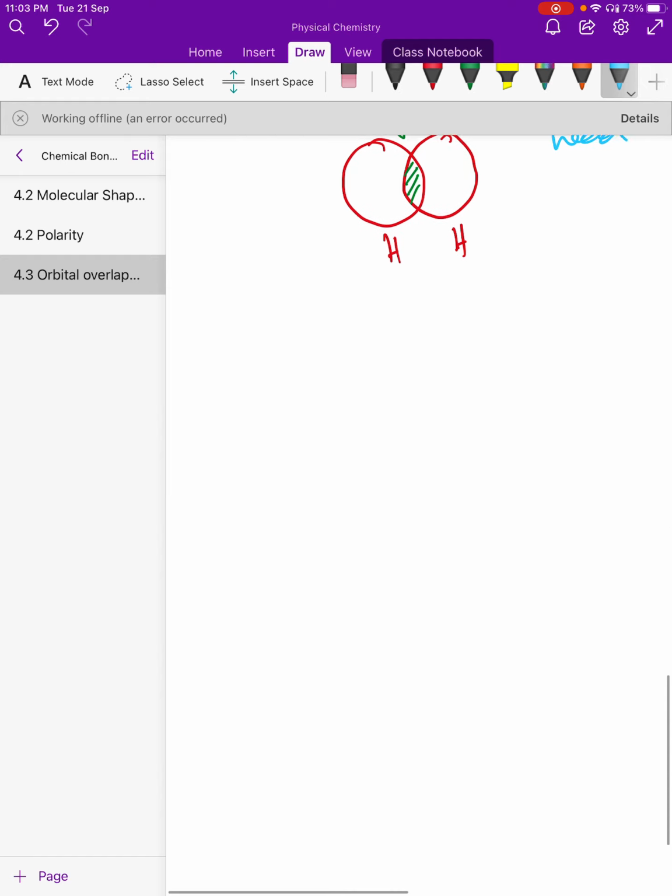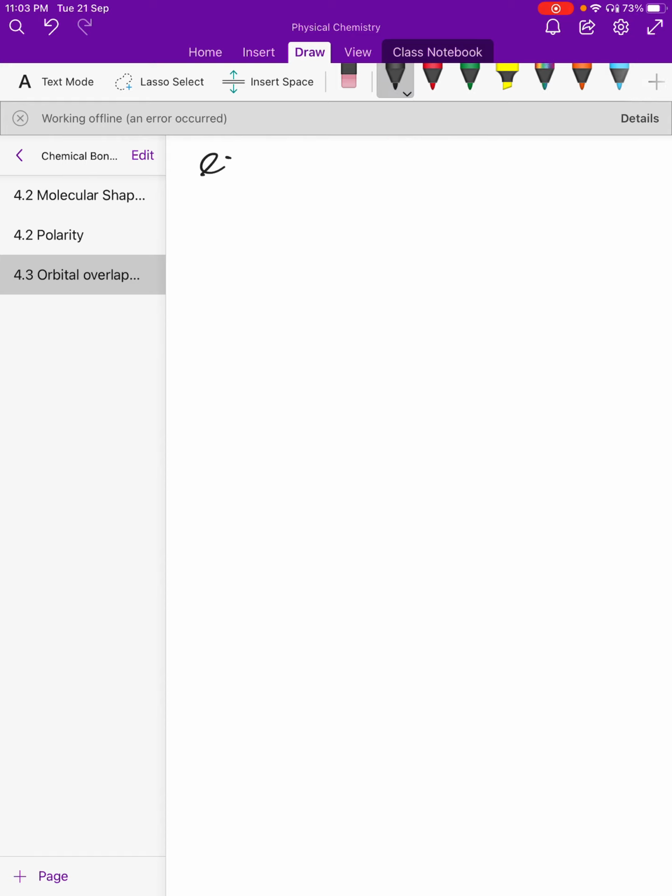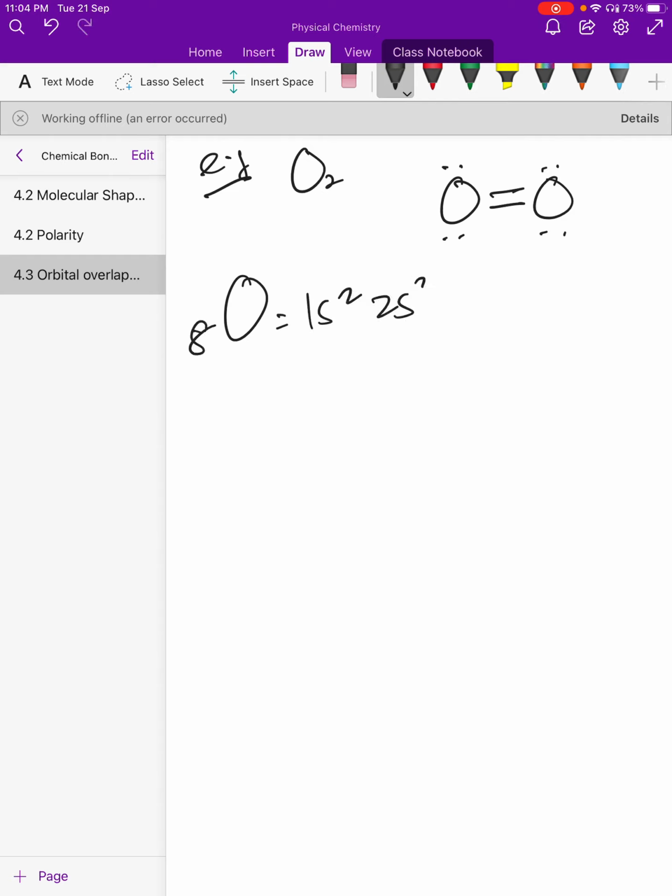Now moving into the second example. Second example, let's say oxygen gas. So the Lewis structure, oxygen, double bond oxygen, with 2, 4, 2, 4. This is the Lewis structure of oxygen. Oxygen consists of 8 protons, so that is 1s2, 2s2, 2p4. We just consider the valence shell only because this is valence bond theory.